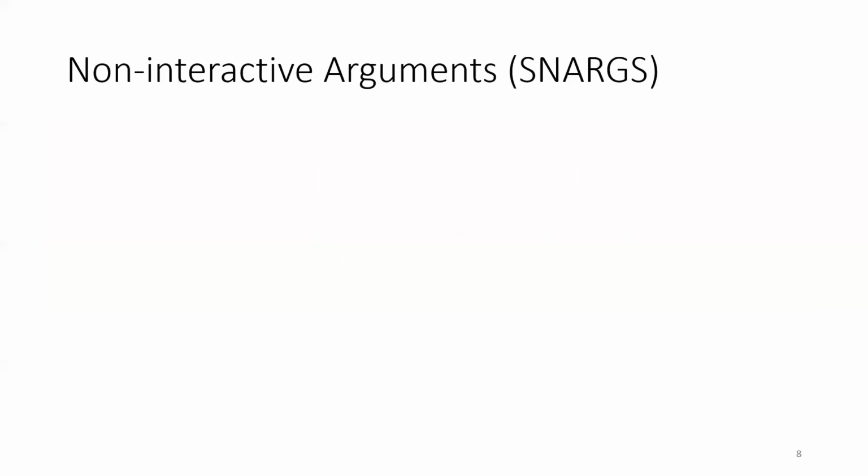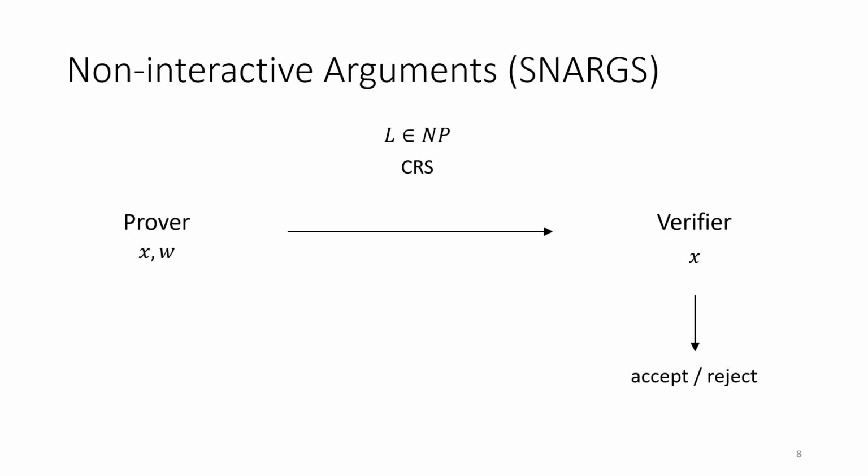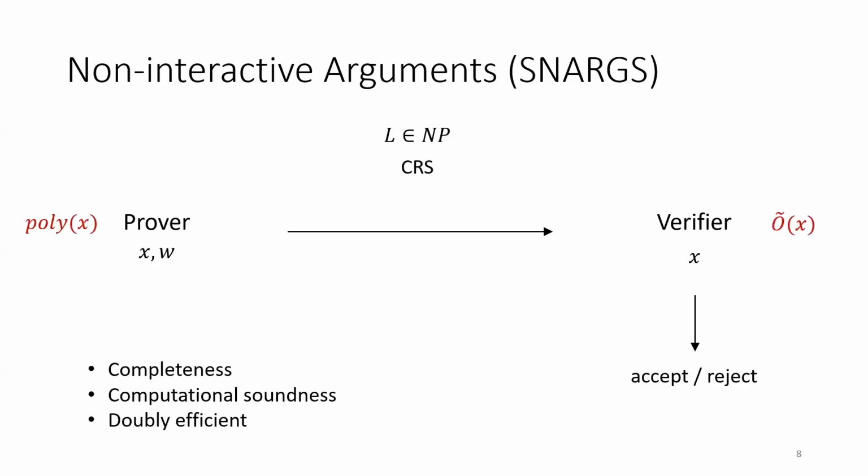Now, let me tell you about the non-interactive setting. So I will tell you about succinct non-interactive arguments, also called SNARGs. And later I'll tell you about non-interactive universal arguments. So SNARGs are just like succinct arguments, only now the prover sends a single message to the verifier, and that's it. And also in the non-interactive setting, we need a common reference string, a CRS, that both the prover and the verifier know. And we have the same properties of completeness, computational soundness, and double efficiency.